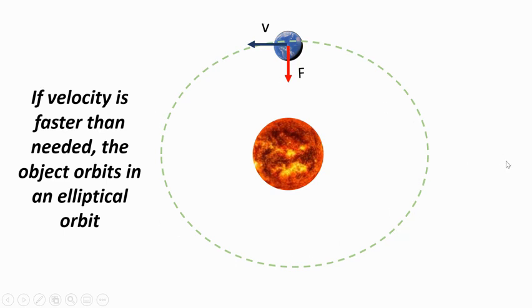Okay, and if you know anything about the solar system, this is true of the Earth. The Earth has an orbit that's slightly elliptical, slightly oval, and so that means that the Earth's velocity is a little bit more than it needs to be to stay in circular motion. Okay, which is good for us because we don't want to spiral into the sun.